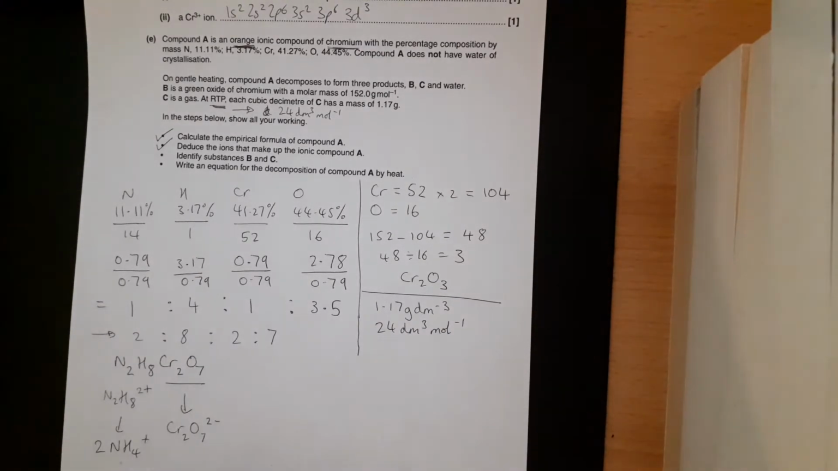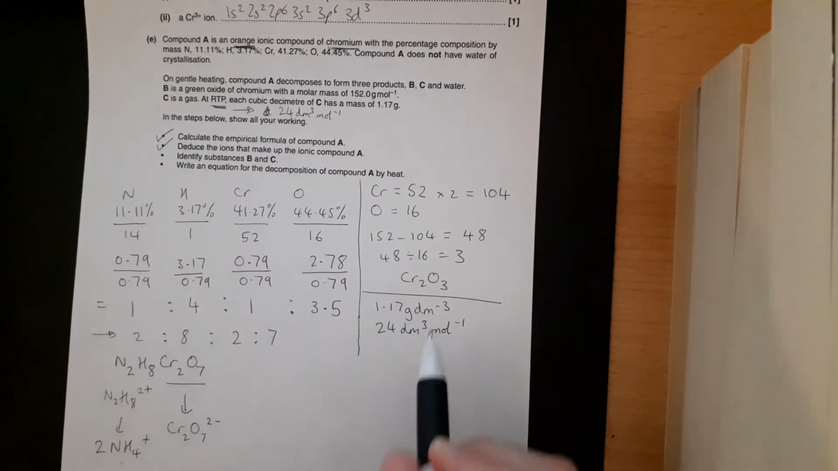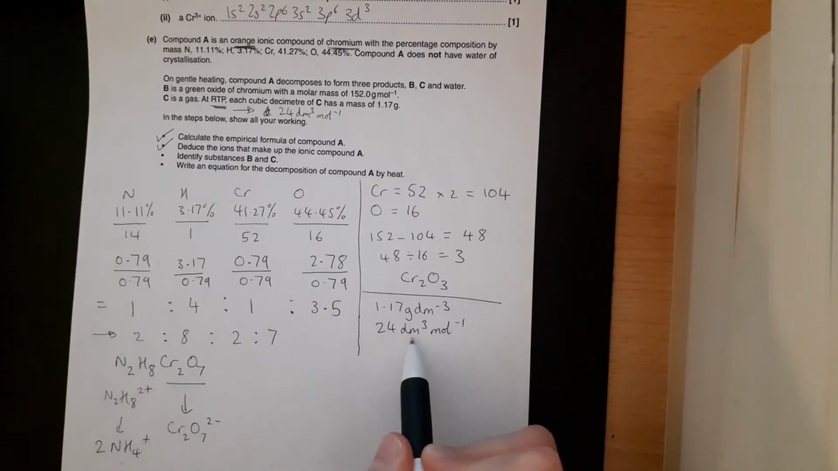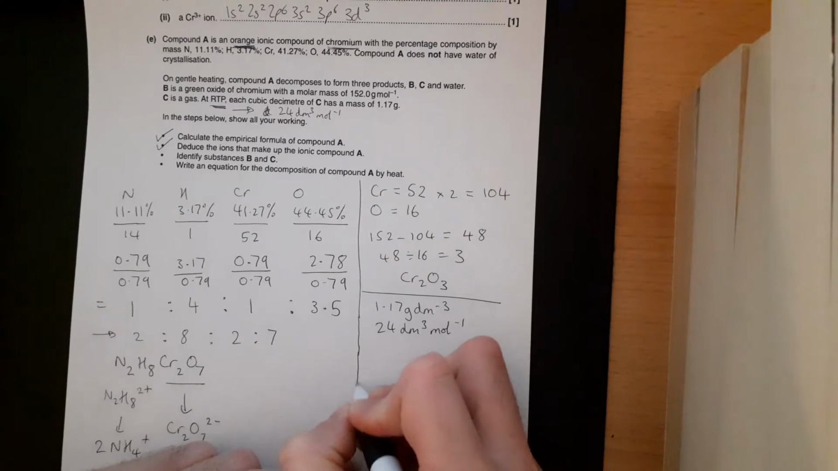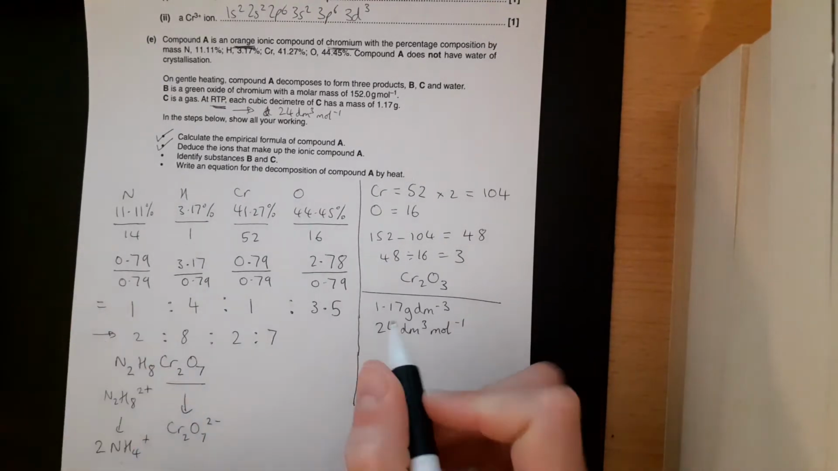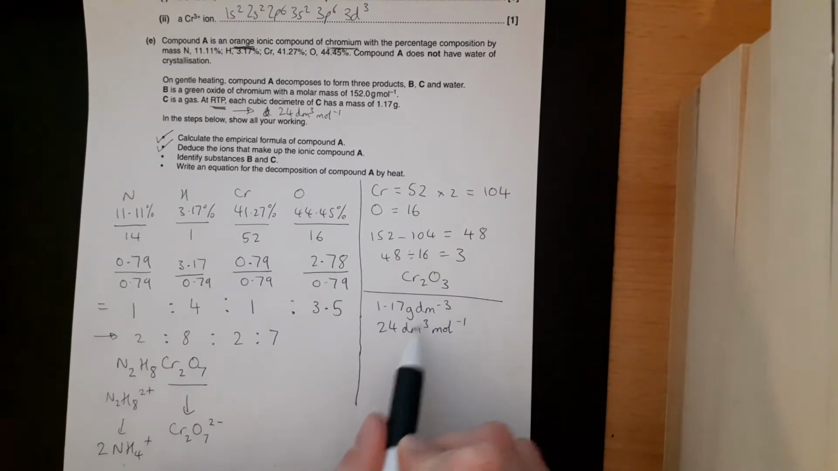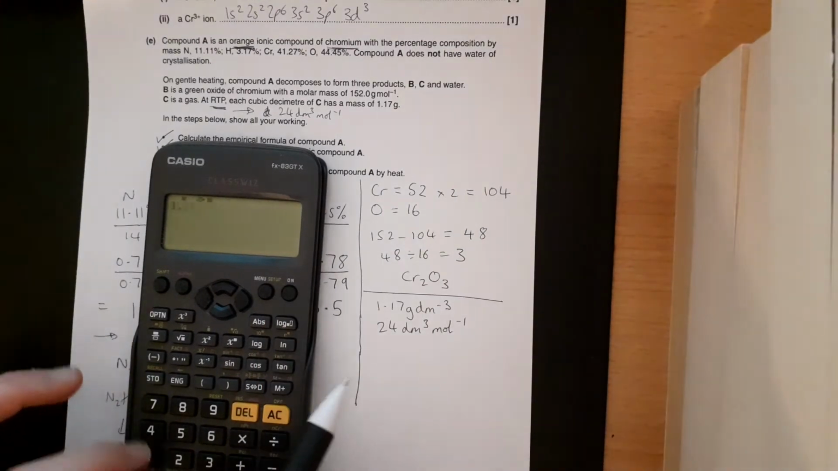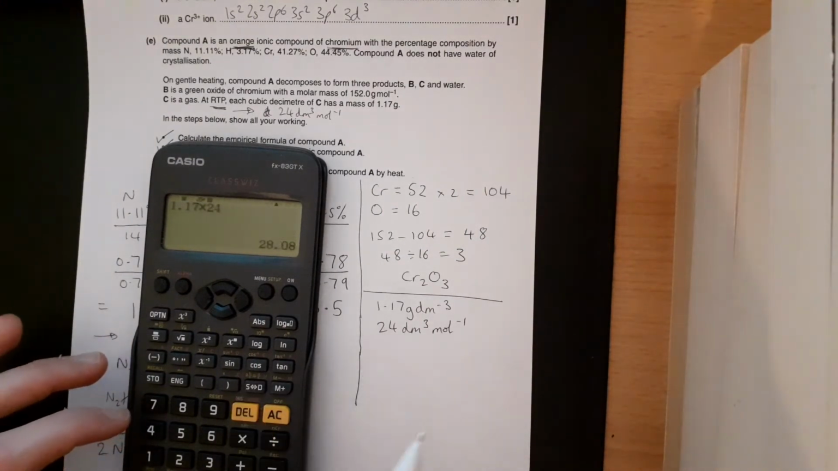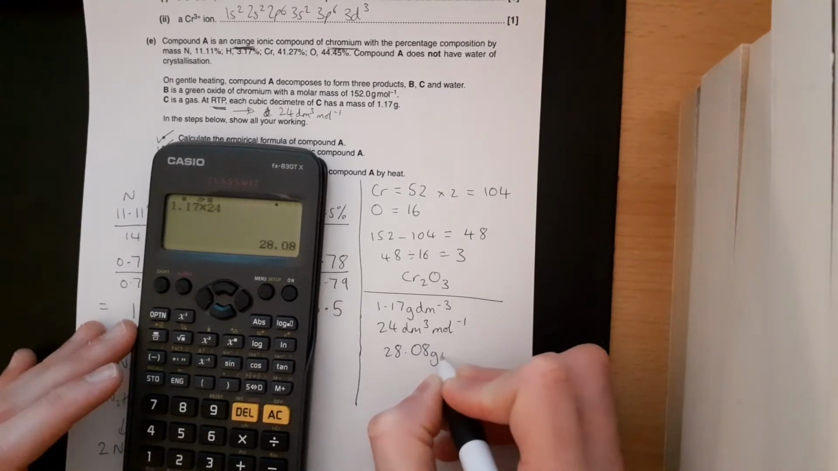then hopefully you can see by the units here, if I multiply these 2 bits of information together, the decimeters are going to cancel each other out, and I'm going to be left with grams per mole, which is what I want, isn't it? So let's do that. This is where the units are really key. I always go on about making sure you're writing down units for things, because you can then see what you've got to do. So 1.17 times 24 gives us 28.08 grams per mole.